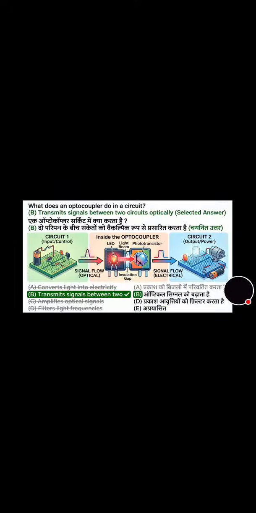What does an optocoupler do in a circuit? And its correct answer is option B, transmits signals between two circuits optically. Now move towards the next question.